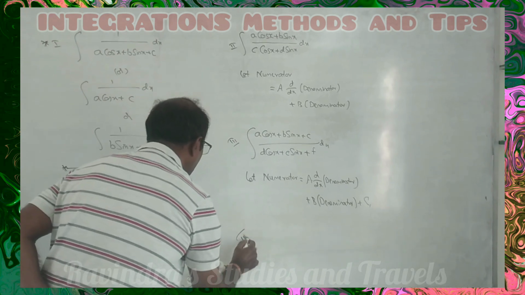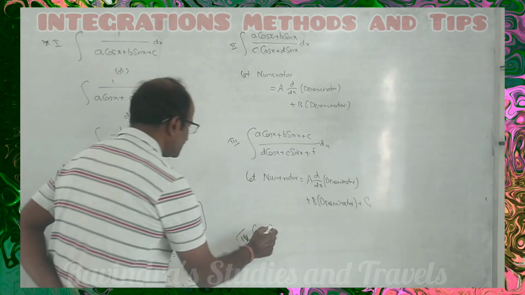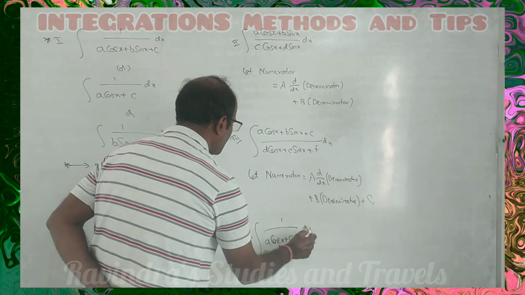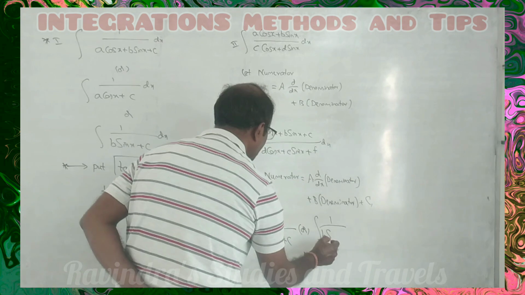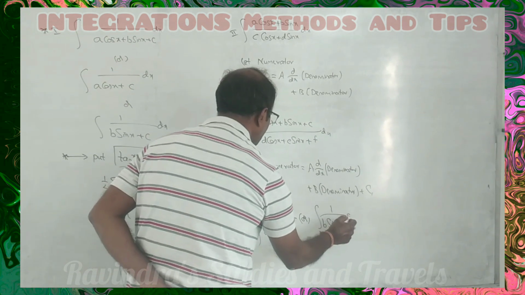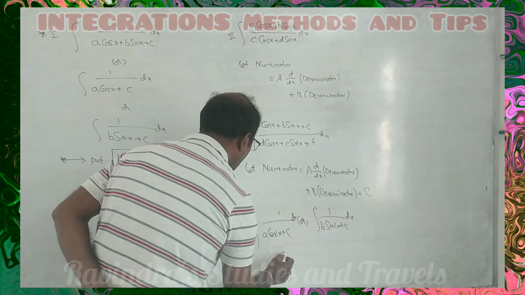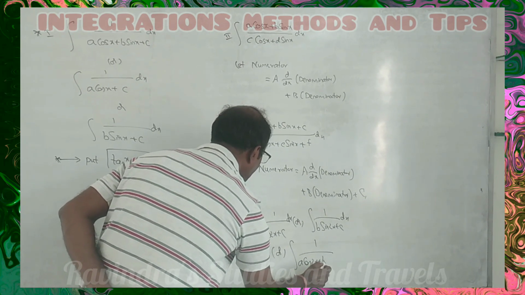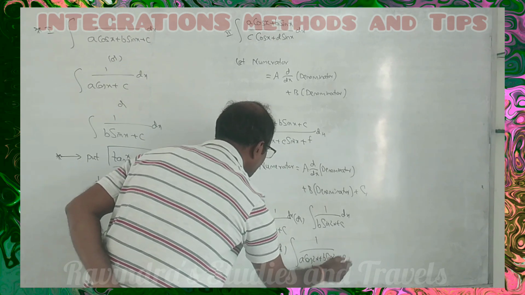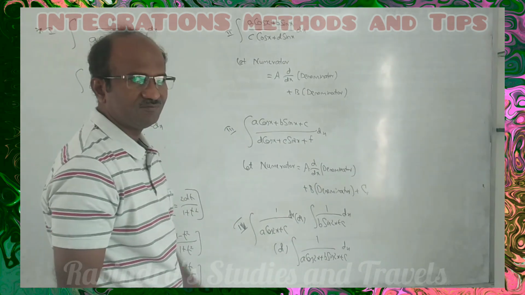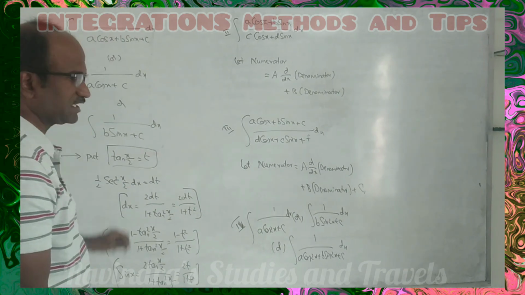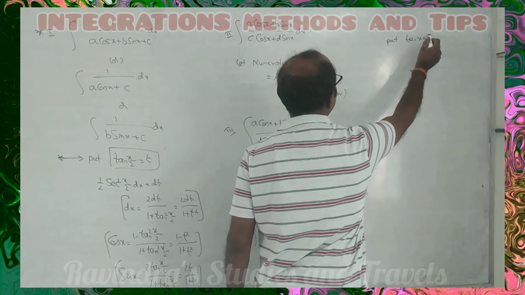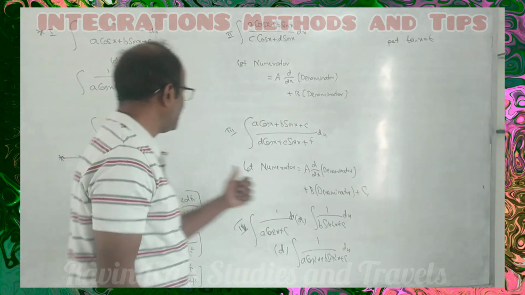Next, the fourth one is similar to the first one. If you see a sum of this type, integral 1 by a cos 2x plus c, or integral 1 by b sin 2x plus c dx, or 1 by a cos 2x plus b sin 2x plus c dx, it is very simple. Earlier, x was there, so we took tan x by 2. Here 2x is there, so we put tan x is equal to t.